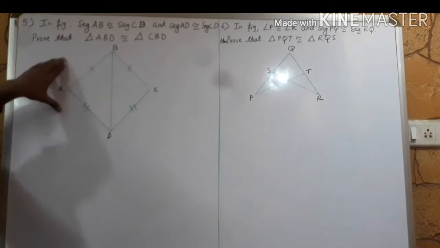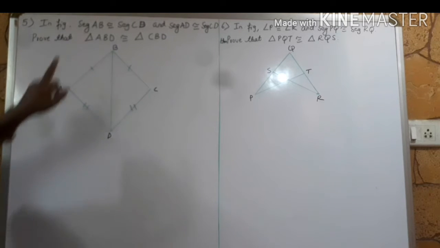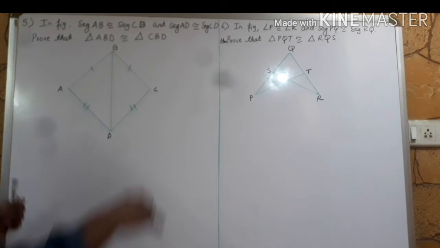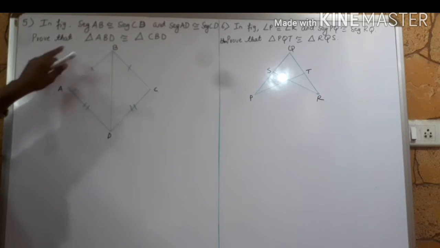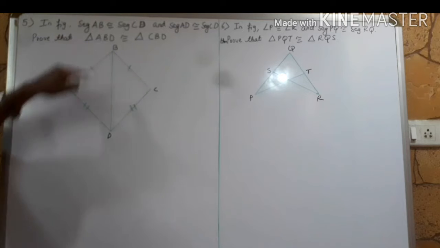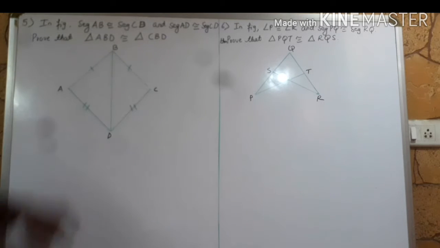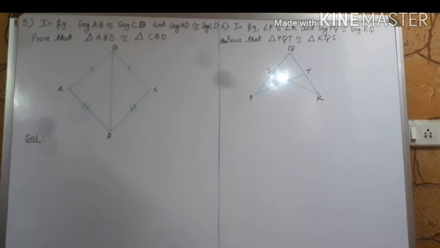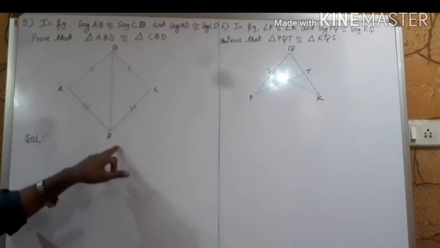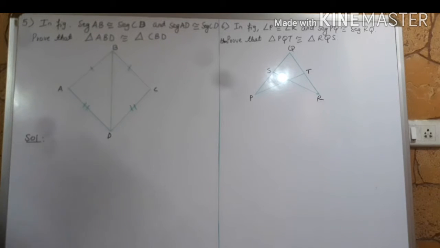1. In the given figure, segment AB congruent to segment CB and segment AD congruent to segment CD. Then prove that triangle ABD congruent to triangle CBD. We have to prove that. Okay, let us prove it. Let us first take this triangle. In triangle ABD and triangle CBD.